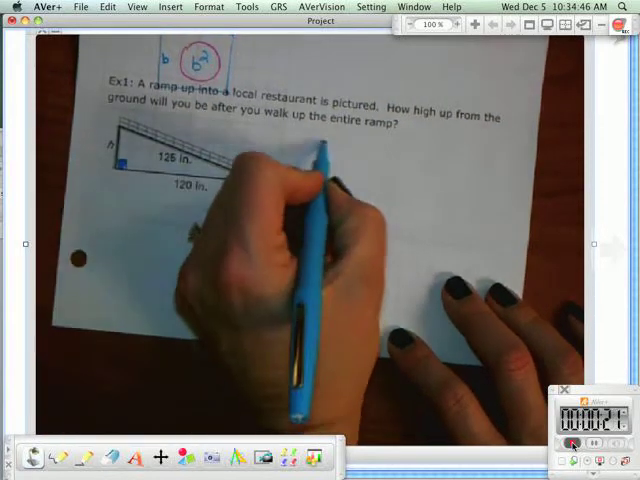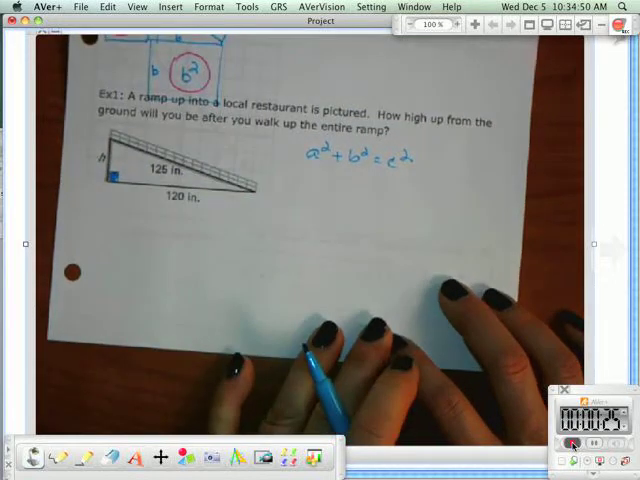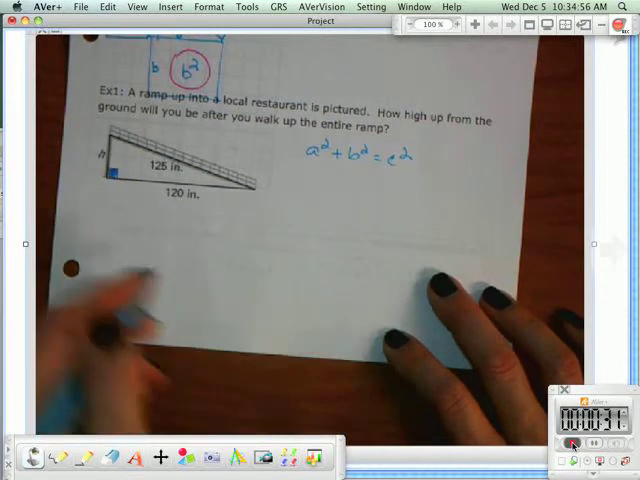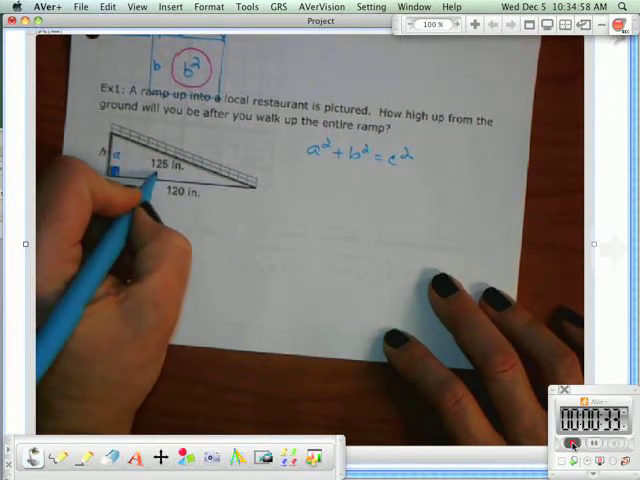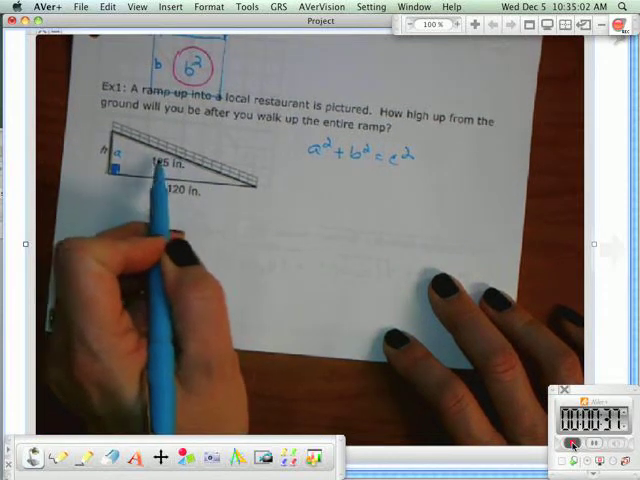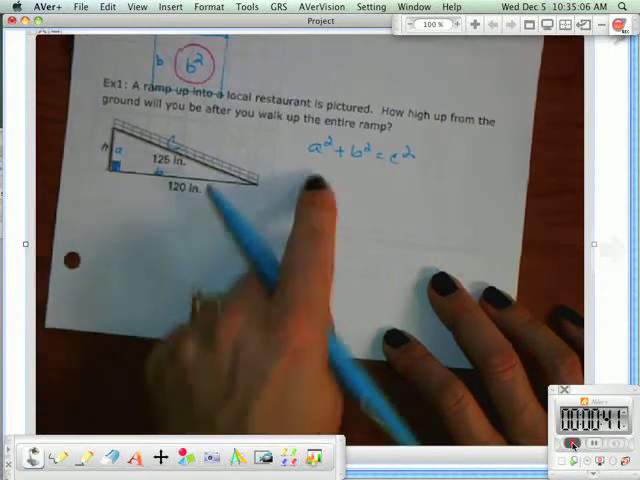So I'm going to write that down. A squared plus b squared equals c squared. I'm going to label my sides so I plug it in correctly. So I'm going to say this is A, this is B. It doesn't matter, you could flip-flop those, but this always has to be what? C. So now plug in what you know.